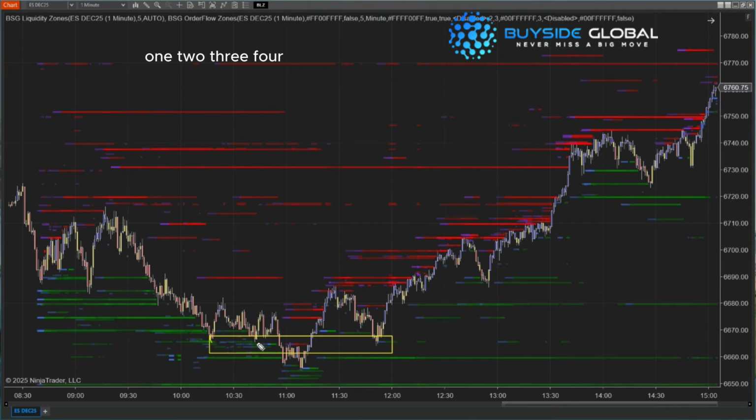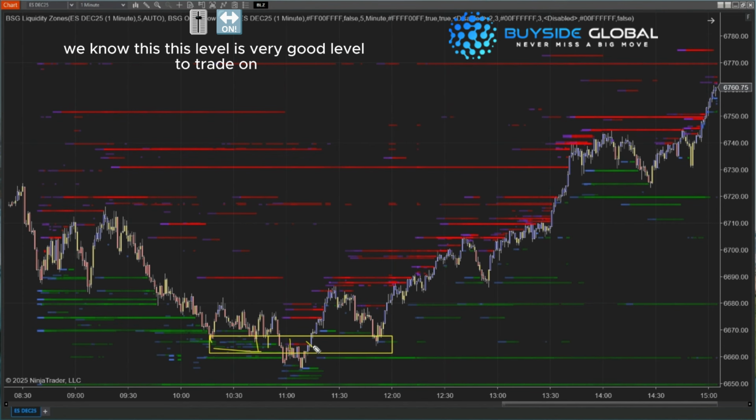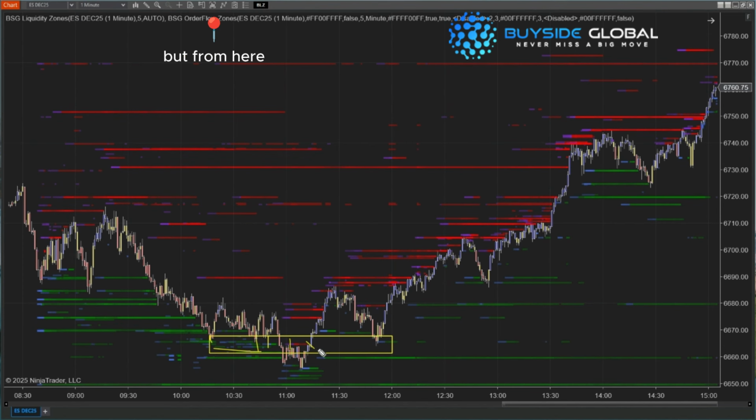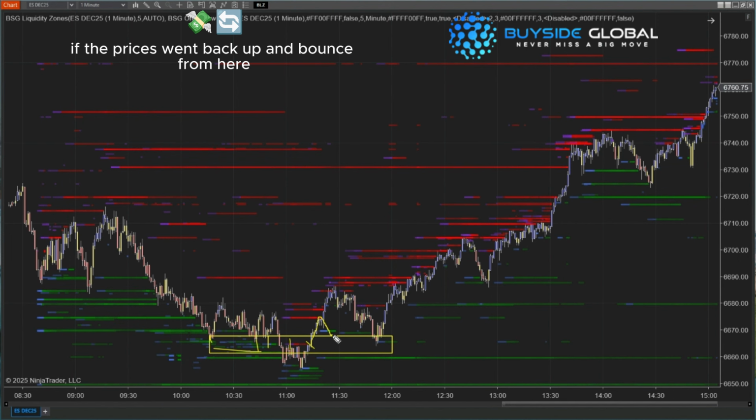1, 2, 3, 4, 5. Three bounces on the demand zone, three bounces on the supply. We know this level is a very good level to trade on. But from here, if the price went back up and bounced from here, you could have taken the trade right here, perfectly. This is by the textbook, but that didn't happen.